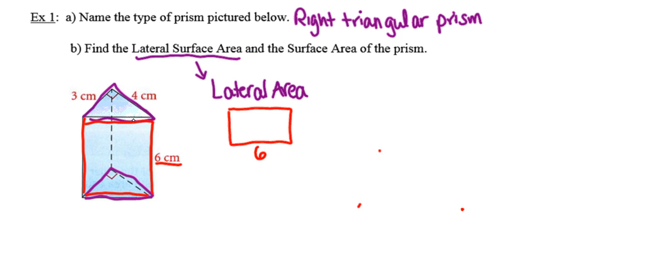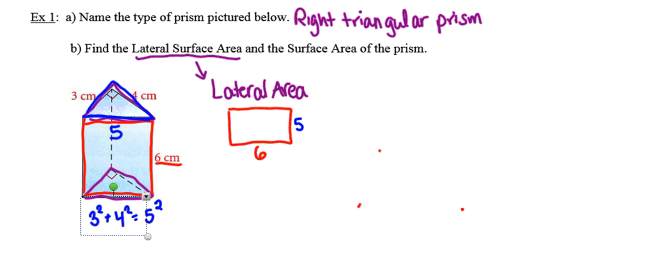And as far as the width, I don't know the width. I wasn't told the width. But if I look at my base, that triangle that makes up the base, it's a right triangle. I know the legs of the right triangle are 3 and 4, so I can either use Pythagorean theorem to find the length of the third side, or I might recall that 3, 4, 5 is a Pythagorean triple, so the length of that third side has to be 5. However you do it, either is a legitimate and valid way to find the third side of that triangle.